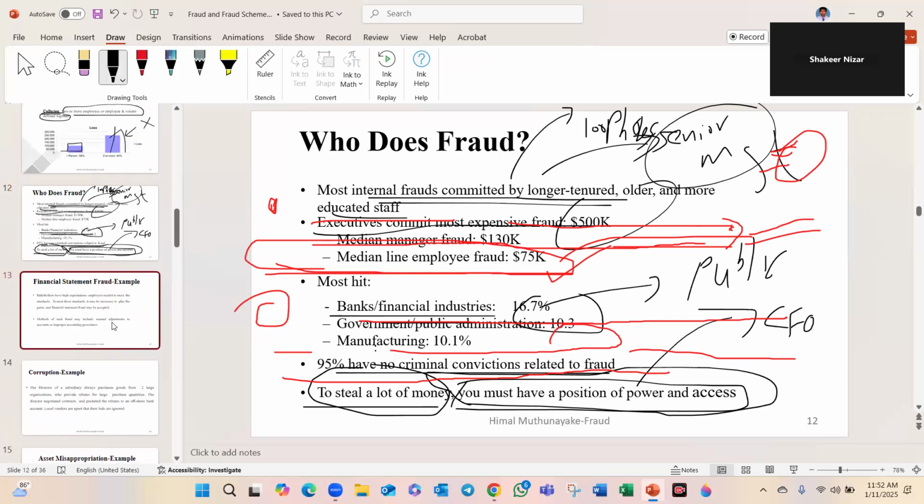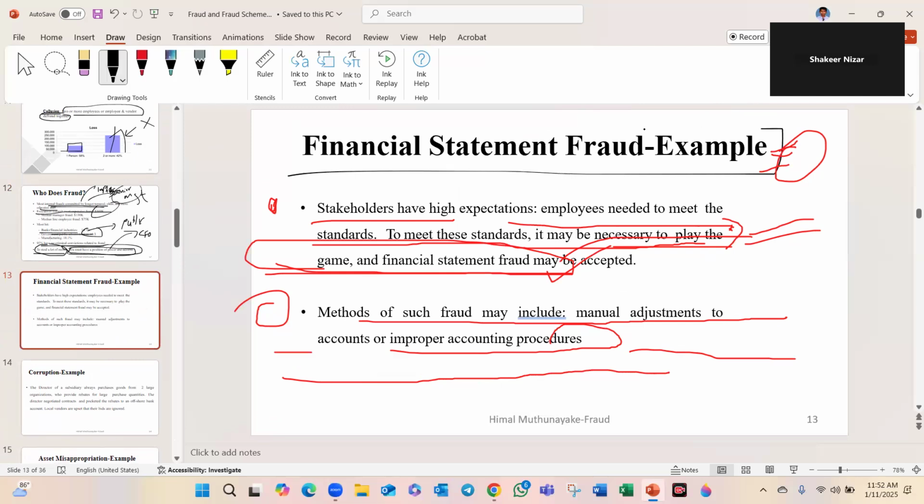Financial statement fraud example, fictitious revenue. I will give you 1 minute to read it.